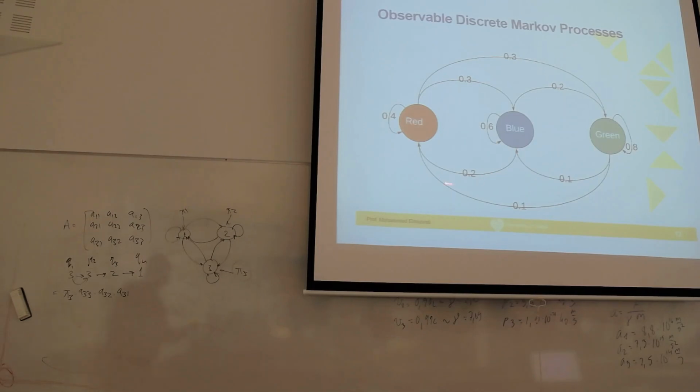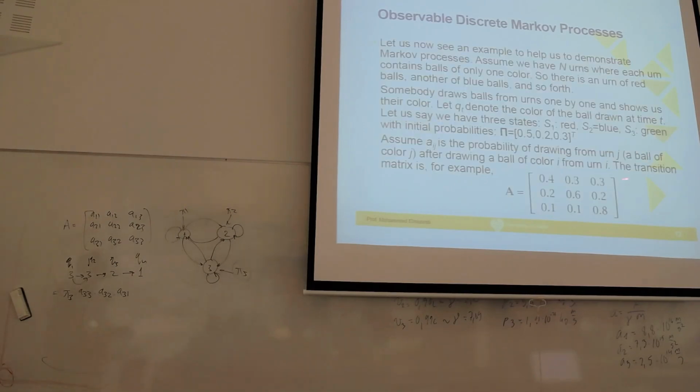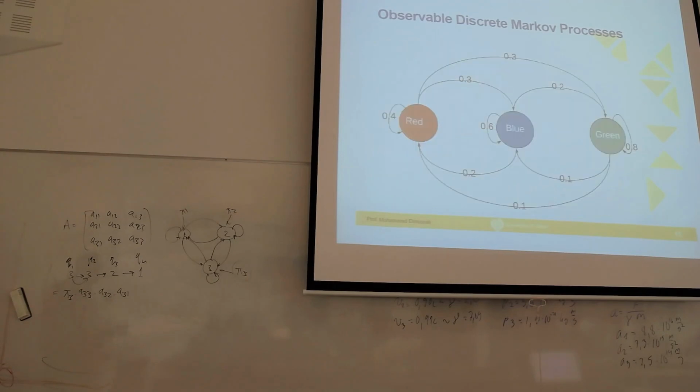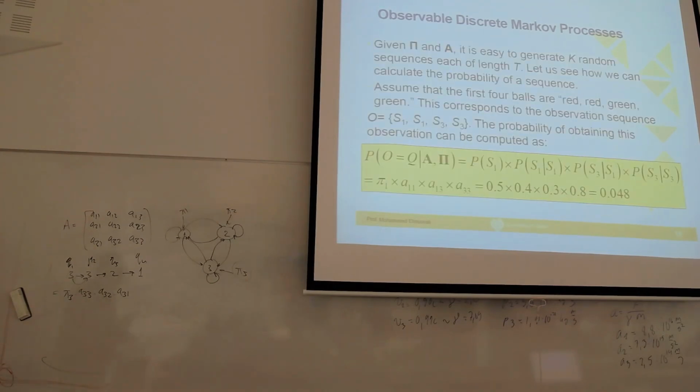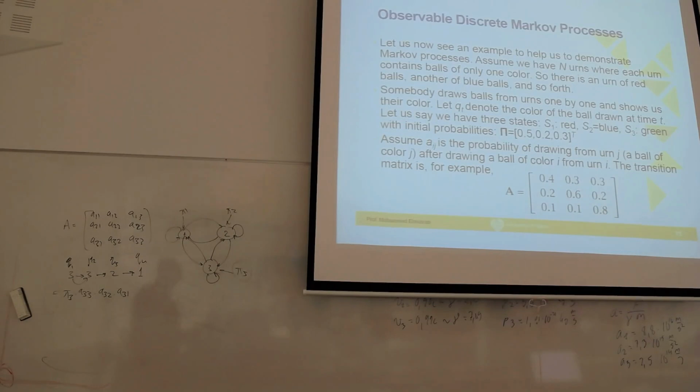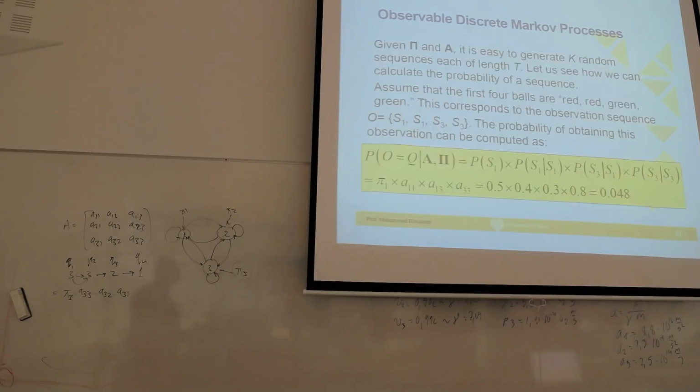So of course, all the others can be easily extracted from the matrix A. Now, if I asked you what is the probability that the observation will be S1, S1, S3, S3, it means red, red, green, green. What is the probability of obtaining this observation? The probability is easy like that.